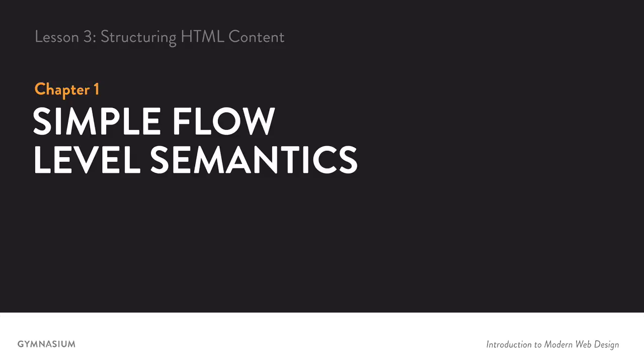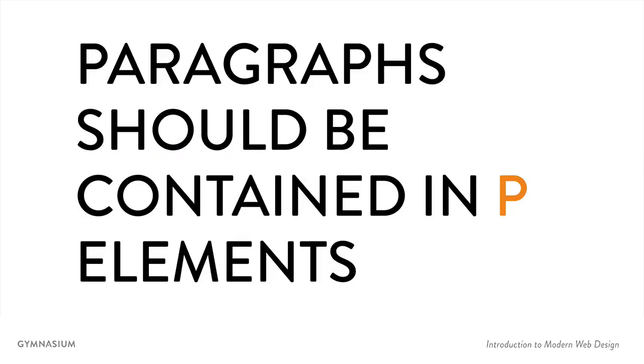In Lesson 3, we're going to talk a little bit more about HTML, moving out of the individual word and phrase elements to what we call flow-level semantics. In this first chapter, we're going to talk about simple flow-level semantics, starting with paragraphs. Paragraphs, as you know, break up content and make it a little bit easier to scan.